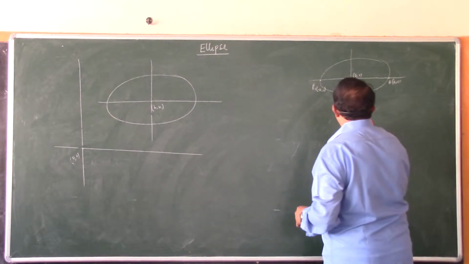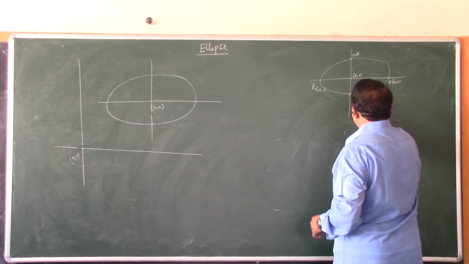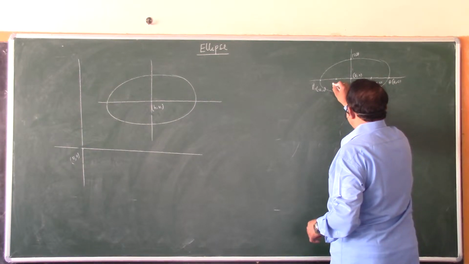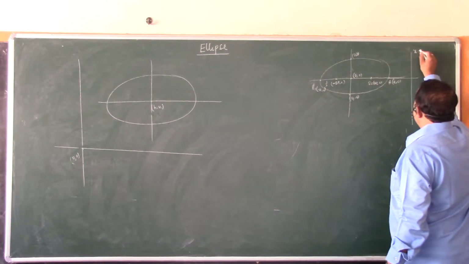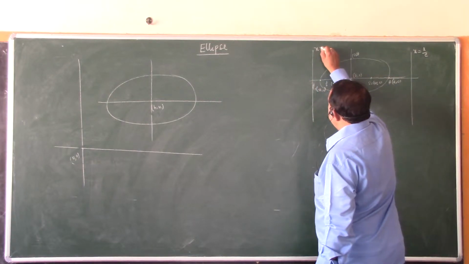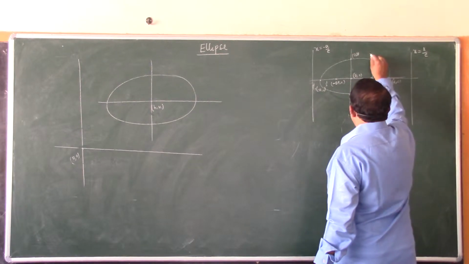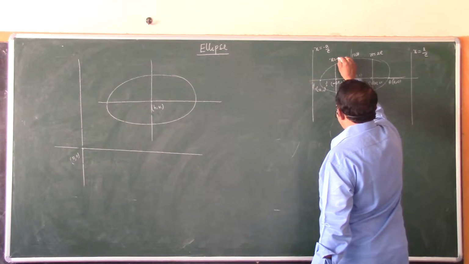So this is (0, b), and this is (0, -b). This is the first focus (ae, 0). This is the second focus (-ae, 0), that is S dash. Now this is the first directrix, x = a/e. This is the second directrix, x = -a/e. This is the latus rectum, x = ae. This is x = -ae.